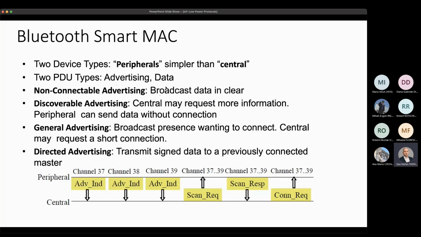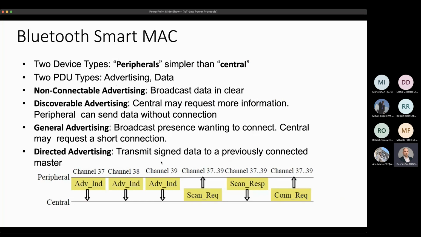Non-connectable advertising: you broadcast data in clear, and everyone can listen to that broadcast data. You have discoverable advertising: the central may request more information pending a connection, and the peripheral can send data without actually establishing a connection to the central. General advertising: the broadcast presence wanting to connect. The central may request a short connection in this state. And then directed advertising: it's a connection state where you transmit signed data to a previously connected master.